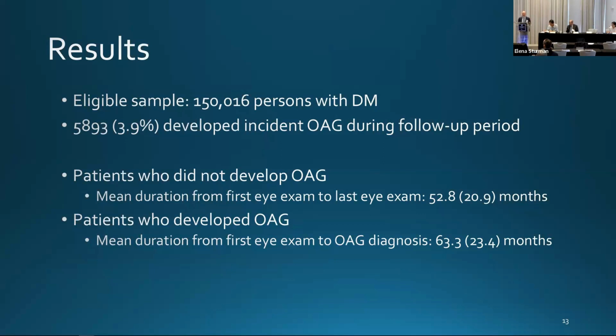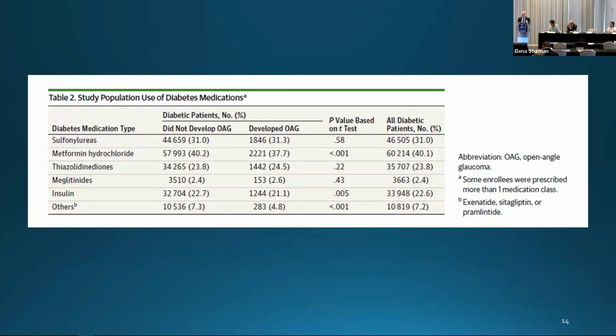So we had over 150,000 patients in this data set with diabetes and no glaucoma at baseline, and about 6,000 patients developed incident glaucoma during the follow-up period. You can see the length of time from the first eye exam to the last eye exam for those who did not develop glaucoma was about 4 or 5 years, and similarly, from first eye exam to first glaucoma diagnosis was about 5 years.